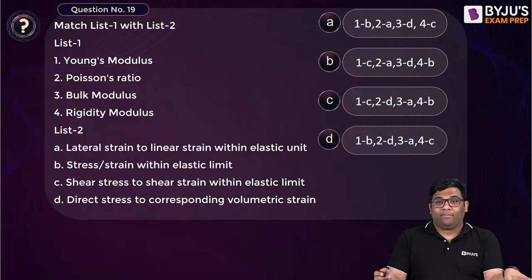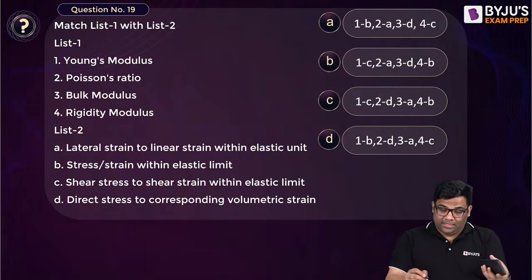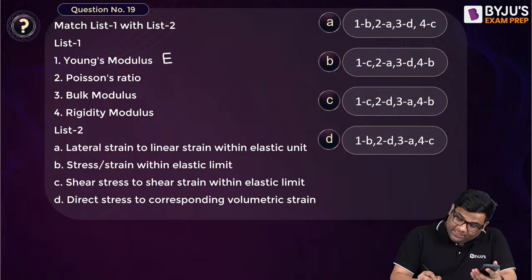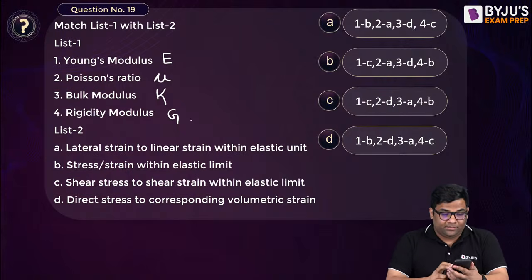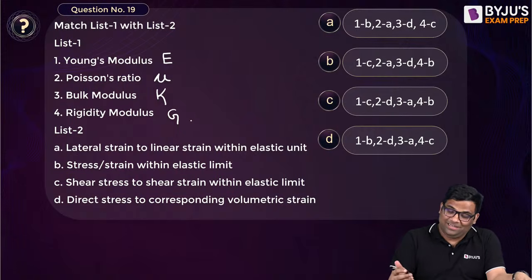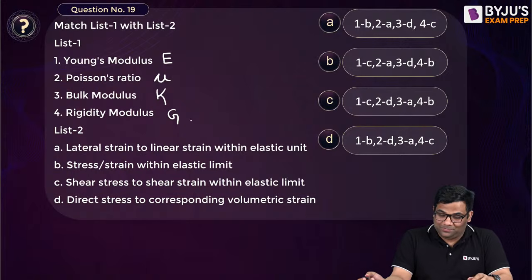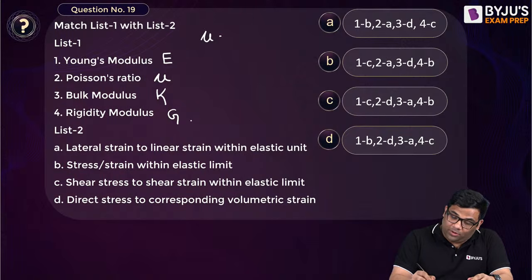Okay, match the following. Different constants are given. Young's modulus is E. Poisson's ratio is mu. This is bulk modulus. Rigidity modulus is shear modulus, or G. Right? Please answer. It is written, TSPSC. Because that is wrong. It cannot be -1, because take the mod. So Poisson's ratio is mod.